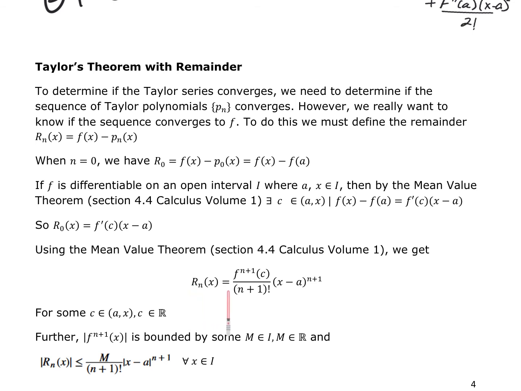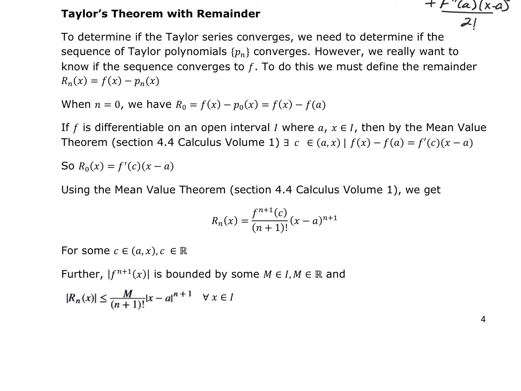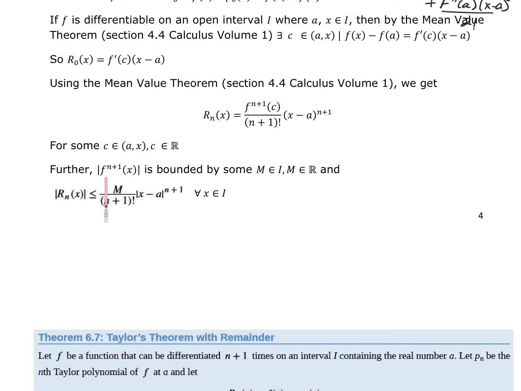R sub n of x is equal to f raised to the n plus 1 of c, over n plus 1 factorial, times (x minus a) raised to the n plus 1, for some c in this interval, c being a real number. Now, further, if I take the absolute value of the n plus 1 derivative of x, it will be bounded by some M in this interval, and M is going to be a real number, and we get this for all x in the interval I.